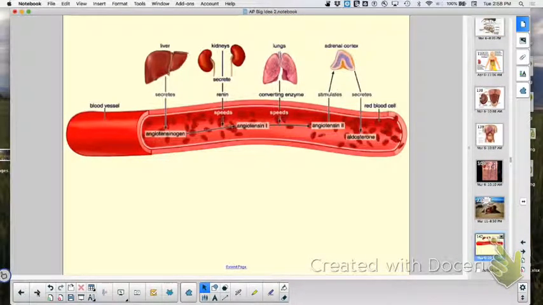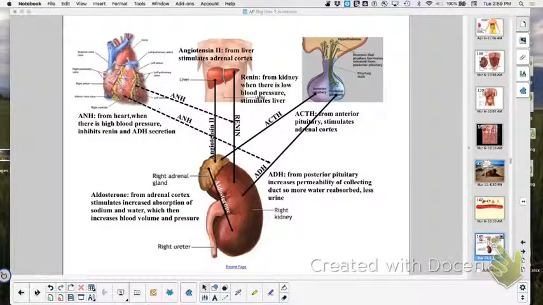Oh, let's look at this. Do you remember this? Yeah, the liver secretes what? Angiotensinogen, right? And we talked about renin making it go from angiotensinogen to angiotensin 1, and this is from the afferent arteriole. ACE from the lungs makes it go to angiotensin 2, which makes the adrenal cortex secrete aldosterone. Aldosterone is one of the mineralocorticoids, one of the steroid hormones, which helps with reabsorption of water, salts, and then water. Okay, look at that diagram.